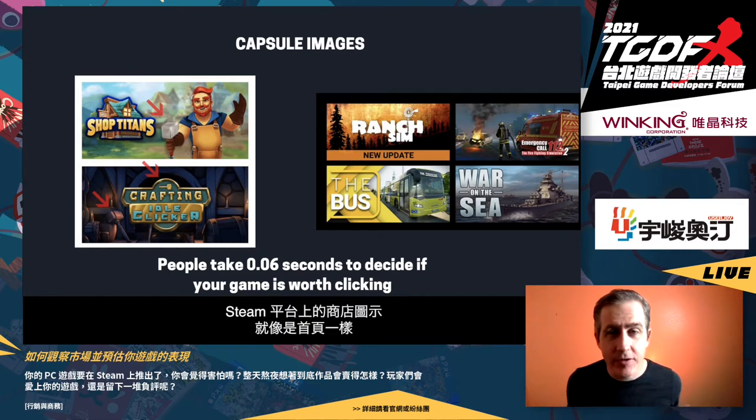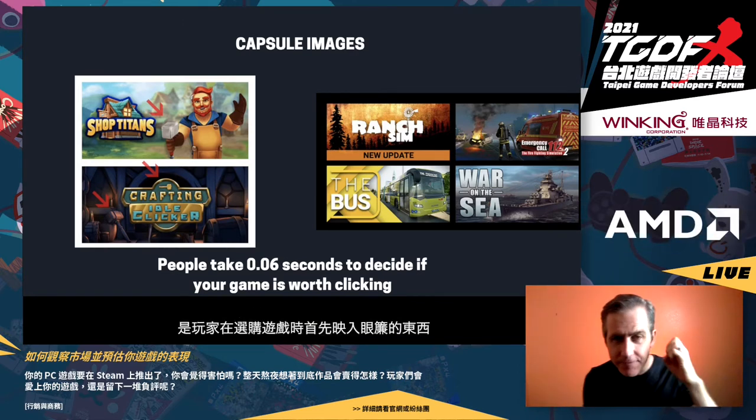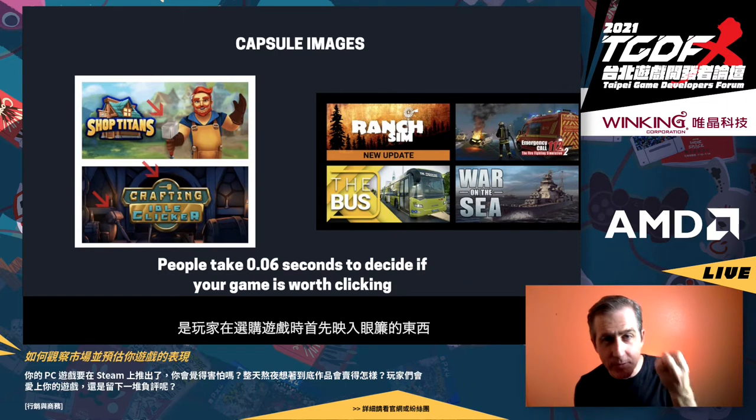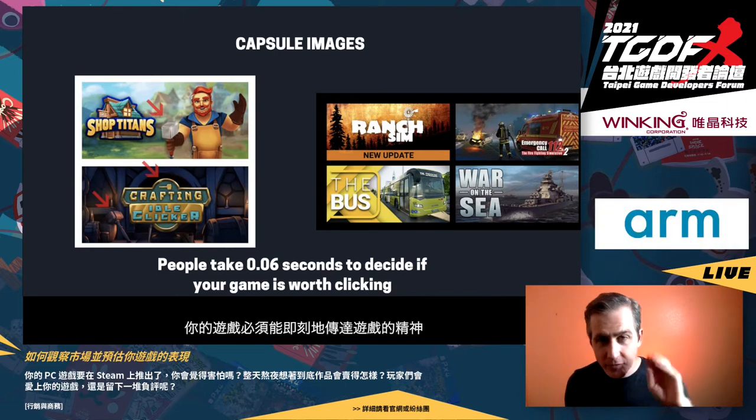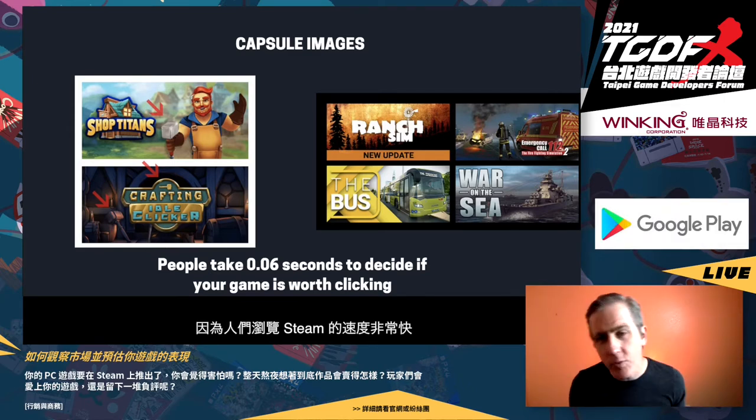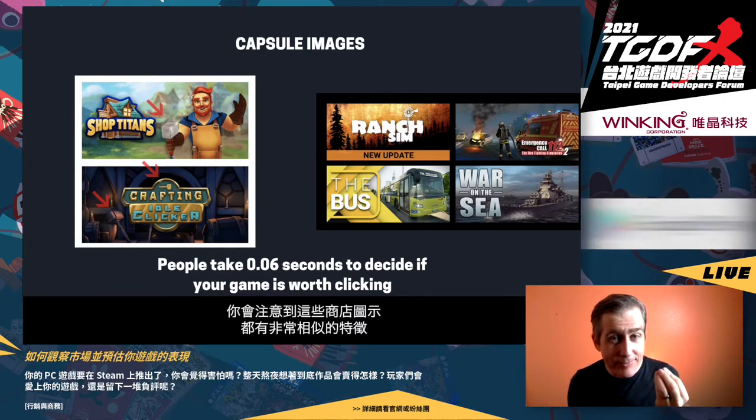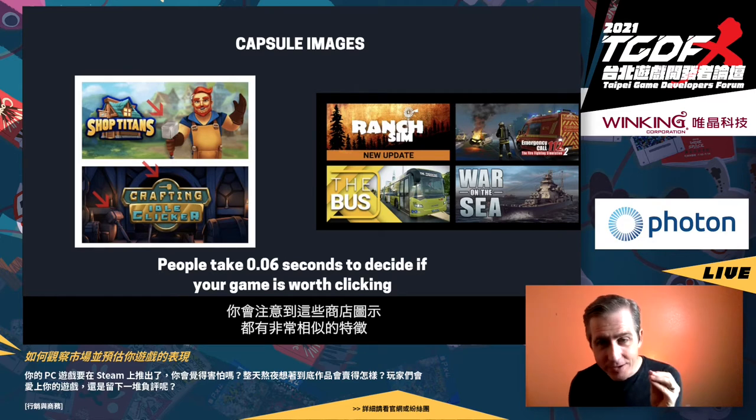Now, capsule images are on Steam. They're the sort of front page. They're the first things players are going to see when they're shopping for games. And your game has to represent itself in an instant. People just browse through Steam so quickly. Now, you'll notice these capsule images have very similar traits to them.